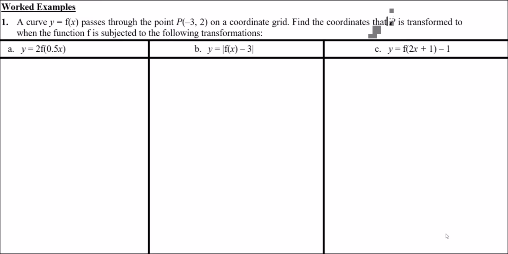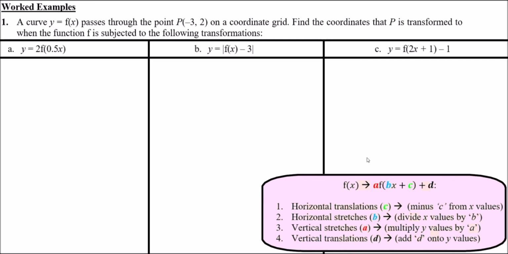Now some worked examples. We've got a curve, y equals f of x, passing through a point P, which is minus 3, 2, on a coordinate grid. We need to find the coordinates that P is transformed to when the function f is subjected to the following transformations. So let's remind ourselves of the order of transformations first, from the notes before. First of all, we've got y equals 2f of 0.5x. So here we've got a, which is 2, and b, which is 0.5.